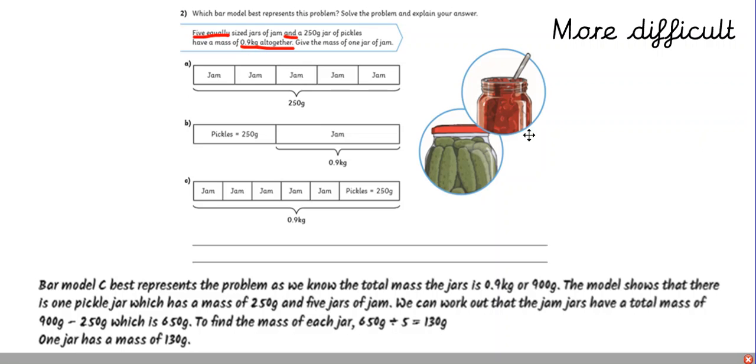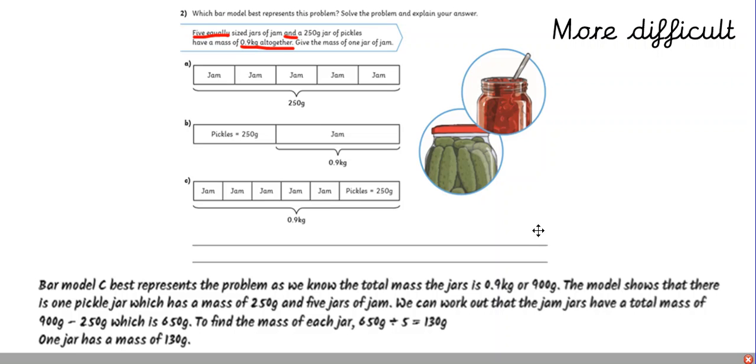Okay, so bar model C best represents the problem as we know the total of the mass of the jars is 0.9 kilograms. So this bit here shows the total mass, okay? And this is equal to 900 grams. So the model shows that there is 1 pickle jar here, which has a mass of 250 grams. And then there's also 5 jars of jam, okay?